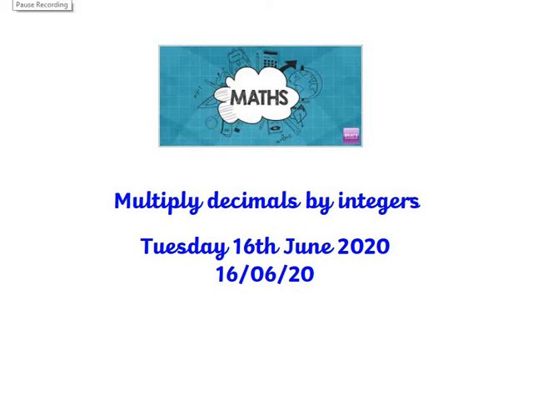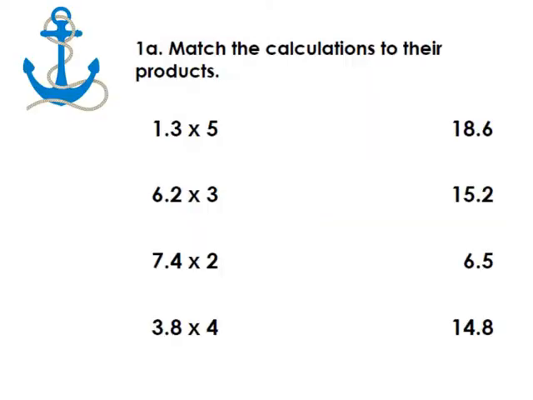Good morning, Year 6. It is Tuesday, the 16th of June, and we are multiplying decimals by integers. Remembering what our term integers is, just a whole number. Please remember that as you go through. So our first question, match the calculation to their products. Products is just two numbers multiplied together to get an answer, to get a total number.